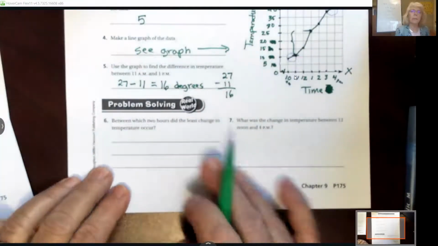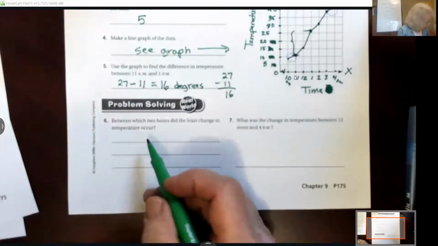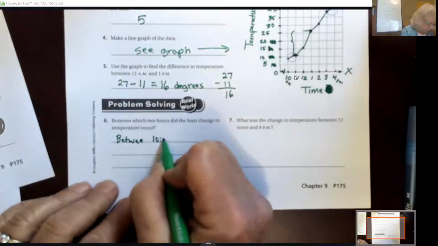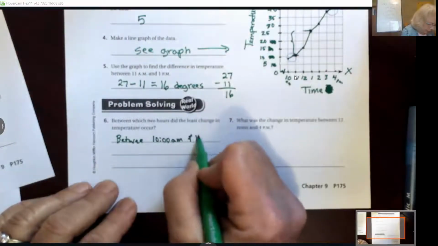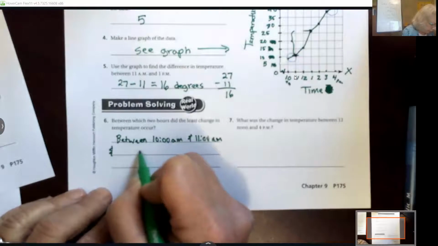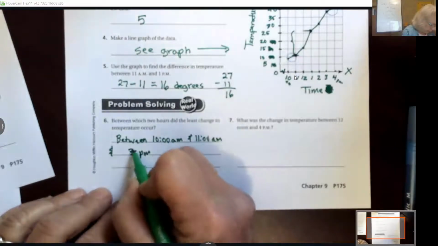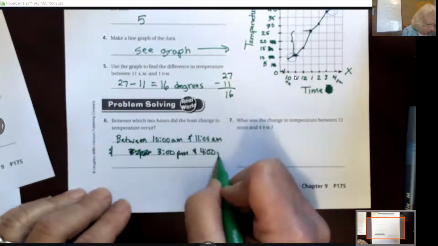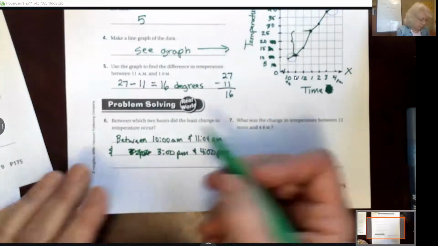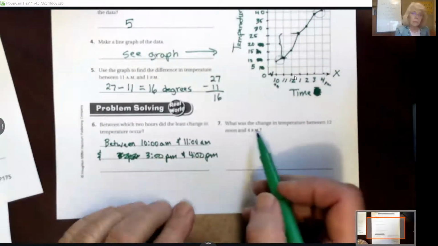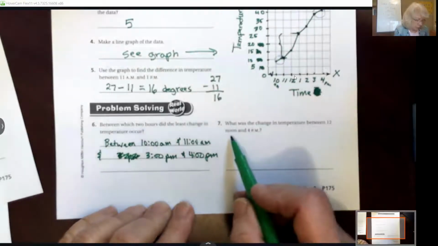Okay, so when they come down and ask us between which 2 hours did the least change in temperature occur, we're going to say between 10 a.m. and 11 a.m., which is our first 2 points of data, and between 3 p.m. and 4 p.m. Okay, and you could have just written 10 a.m. without the colon and the 2 zeros. Either way is fine.